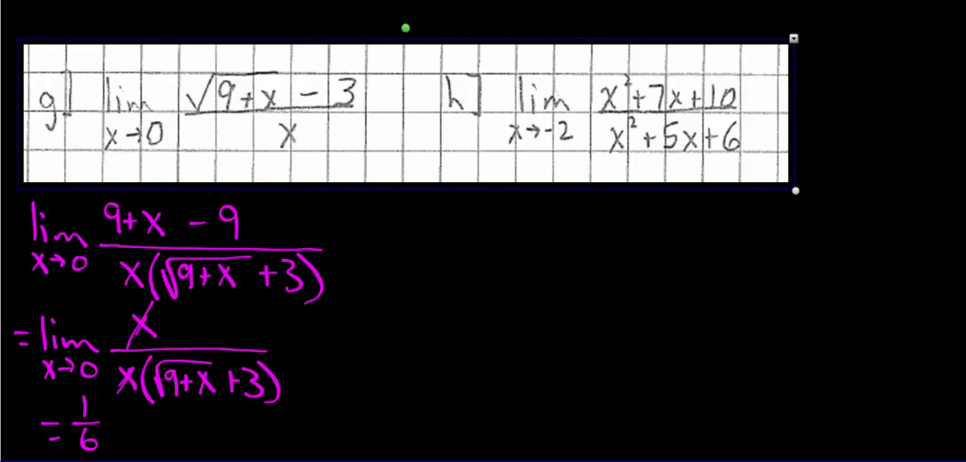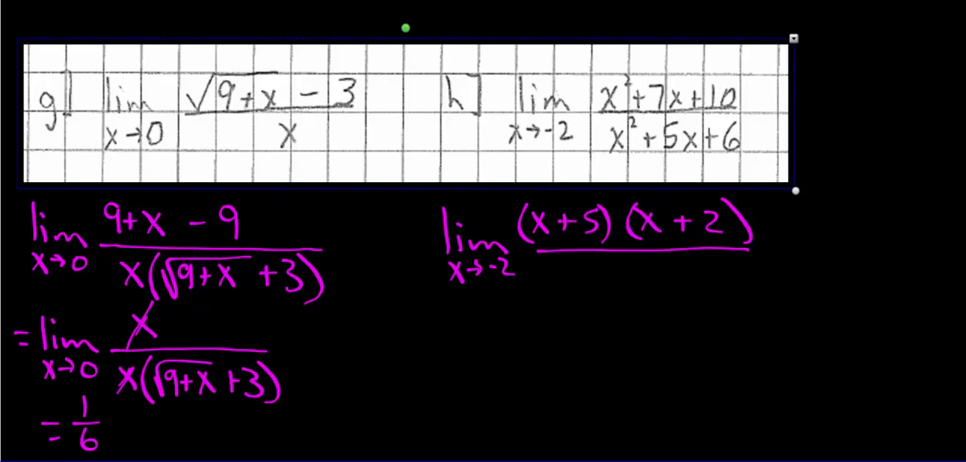Now, h, here we've got a polynomial over a polynomial. And this is just the old, we did a couple of these earlier, but you just factor. Okay, factor the top, factor the bottom. And then you'll notice these cancel. So then you can just plug in and we get 3 over 1. So that limit is 3. Yeah, that's it.